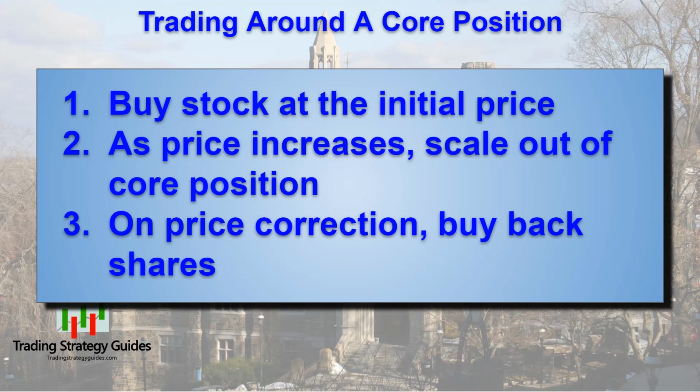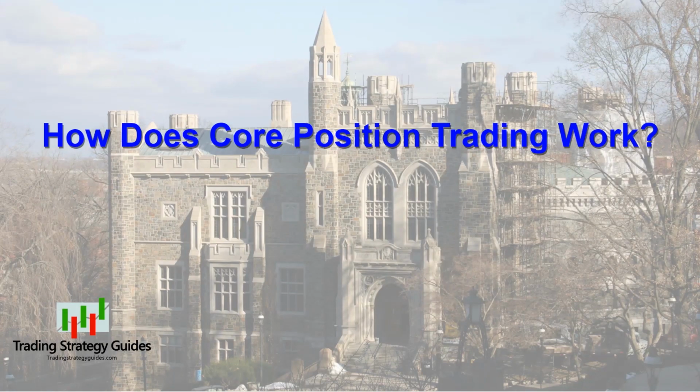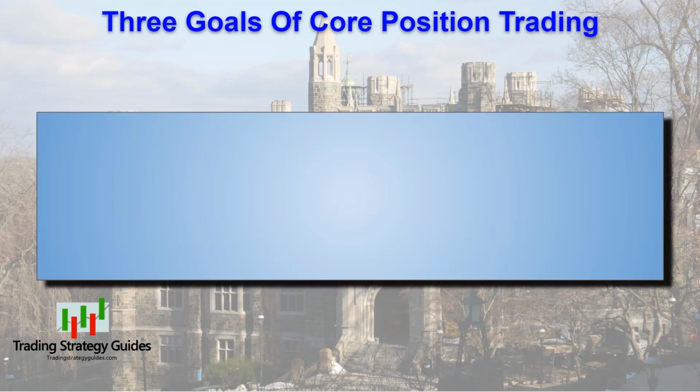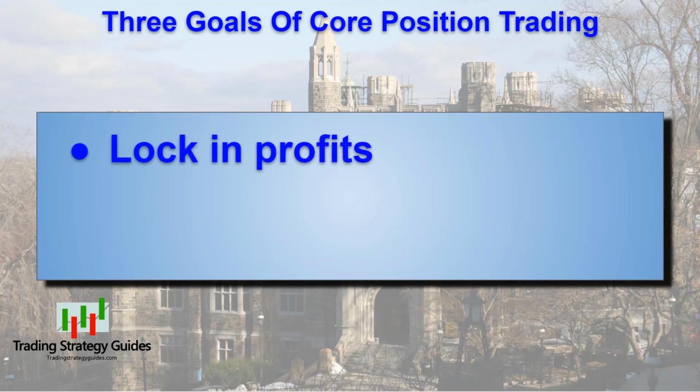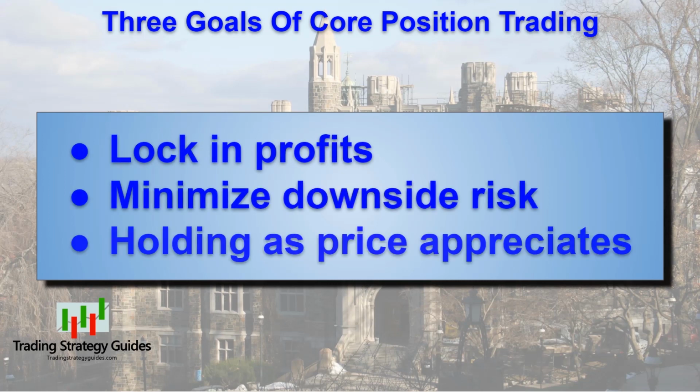Let's take a look at an example and see how trading around a core position really works in practice. Establishing a core trade is one of the basic trading disciplines you'll need under your belt. Here's an example. Say you have an initial core position of 500 shares of XYZ stock bought at $100 per share. If the stock moves up 10% to $110, you sell half your position, or 250 shares, then wait for a correction before you buy the same shares back. With this approach, you'll accomplish three things. You'll lock in profits, you'll minimize your downside risk, and at the same time, you'll have some skin in the game by holding some shares in case the price continues to appreciate.